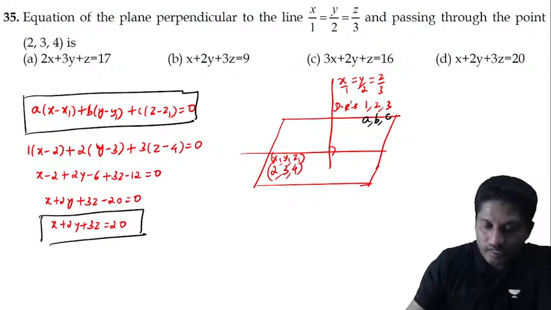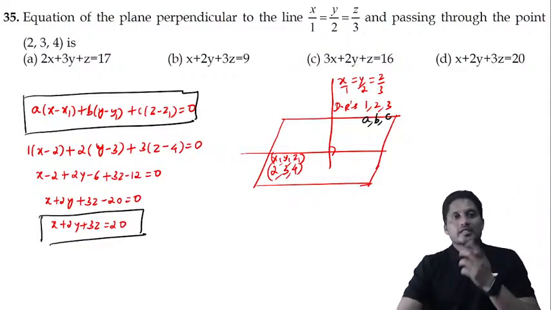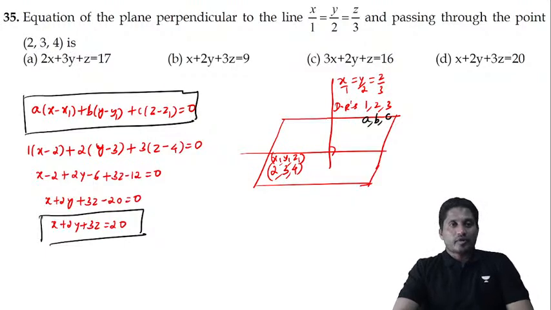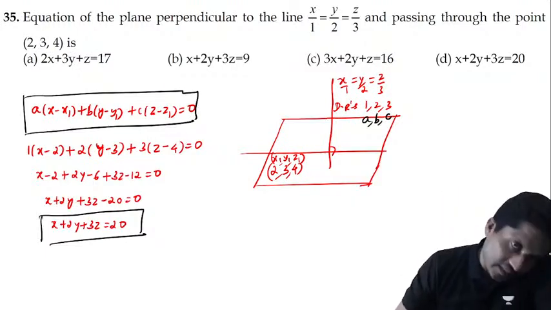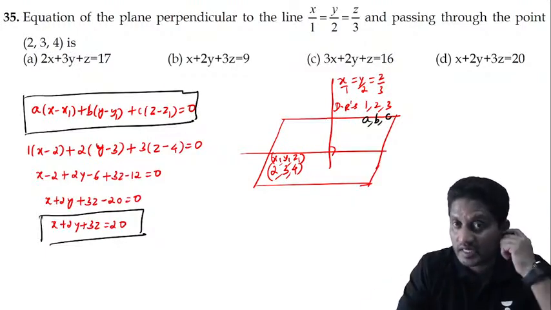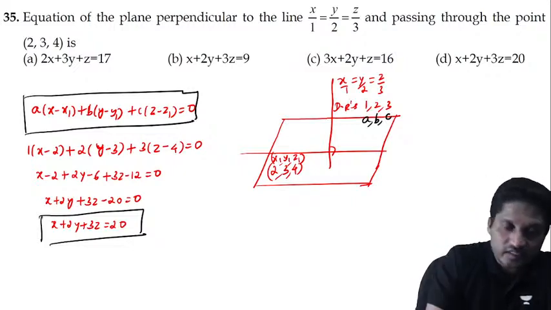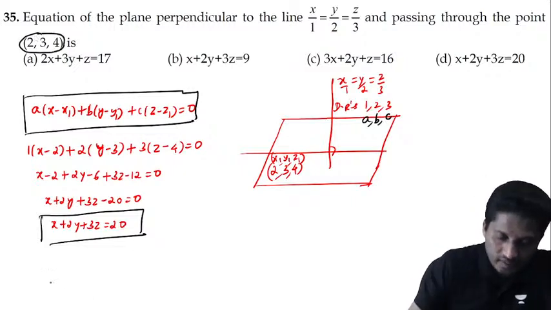Is it okay? You want another method? It is given in the question that the plane passes through the point 2, 3, 4. We can take the point and substitute in the options and check which will satisfy. Suppose I take this 2, 3, 4 and substitute in the first option.